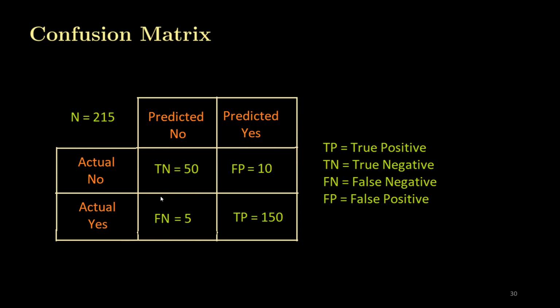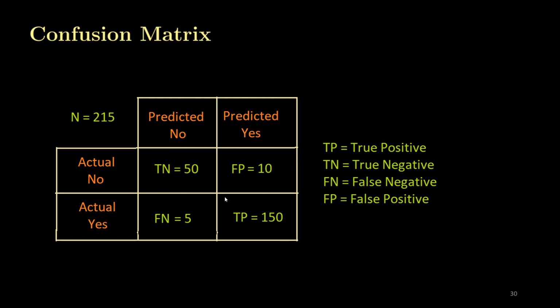Look at these 5 samples. These 5 samples actually belong to the positive class, but the model is saying that they belong to the negative class, the class whose name is no. So the model is predicting them wrongly, or falsely, as negative. That's why they are called false negative samples. So these are the 4 important names of the elements present in the confusion matrix: true negative, false positive, false negative, and true positive.